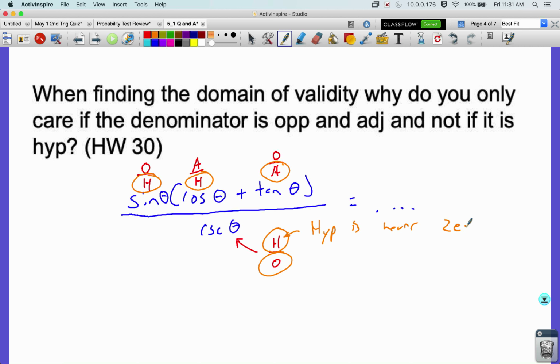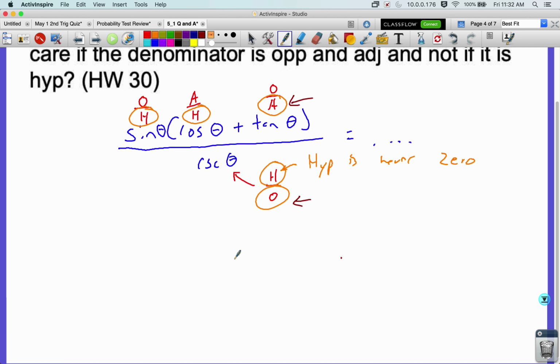So although this hypotenuse counts, these both count, they're never going to be equal to 0, so we're never going to have a domain violation here. But with adjacent and opposite here, we can have domain violations. So the reason I don't care if it's hypotenuse is because ultimately all we're talking about is triangles, and these triangles will always have a positive real hypotenuse. This is never going to be equal to 0.